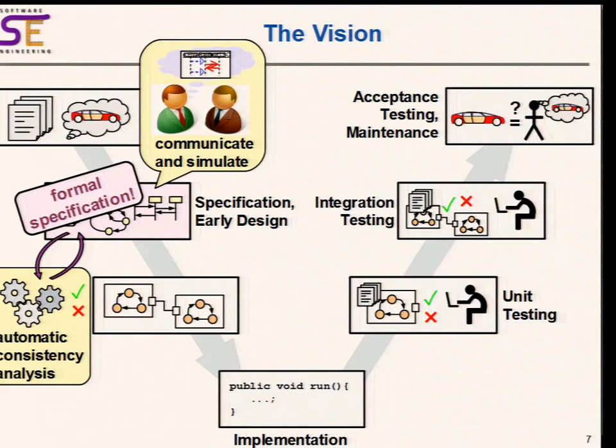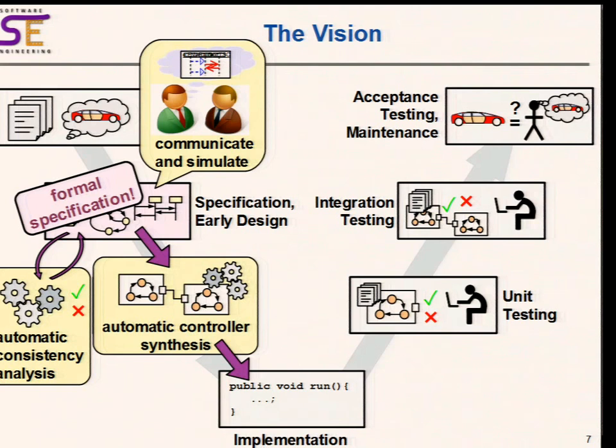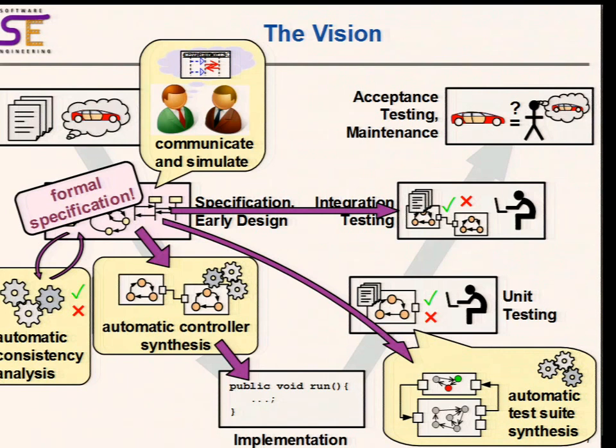This is something you can check in an automatic way for inconsistencies, and maybe in certain cases it's also possible to fully automatically extract controller models or controller code from such specifications. Also, thinking this further, if you don't synthesize controllers automatically, if this is something you still do by hand, you would also like to derive tests from such specifications. So automatic test suite synthesis is something you would like to do.